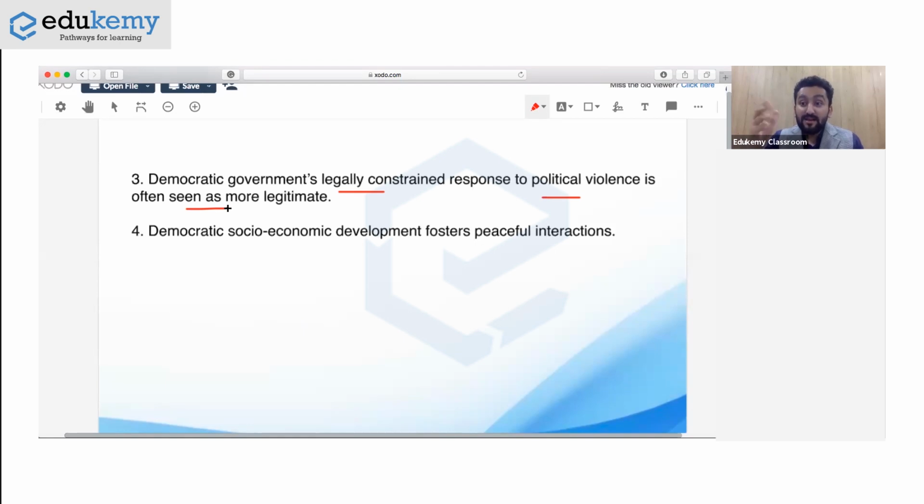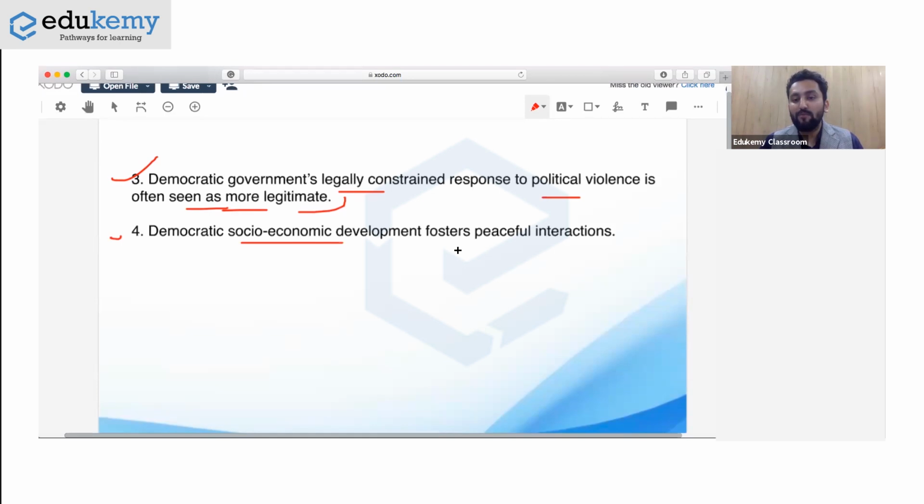It is thought that since it is a democracy, this government is going to use its power judiciously, because if it is used in a discriminate manner, then this government also knows that next time we are not getting elected. So that's why it is said that political violence is often seen as more legitimate in a democratic government. This is an important point. Don't miss this point.